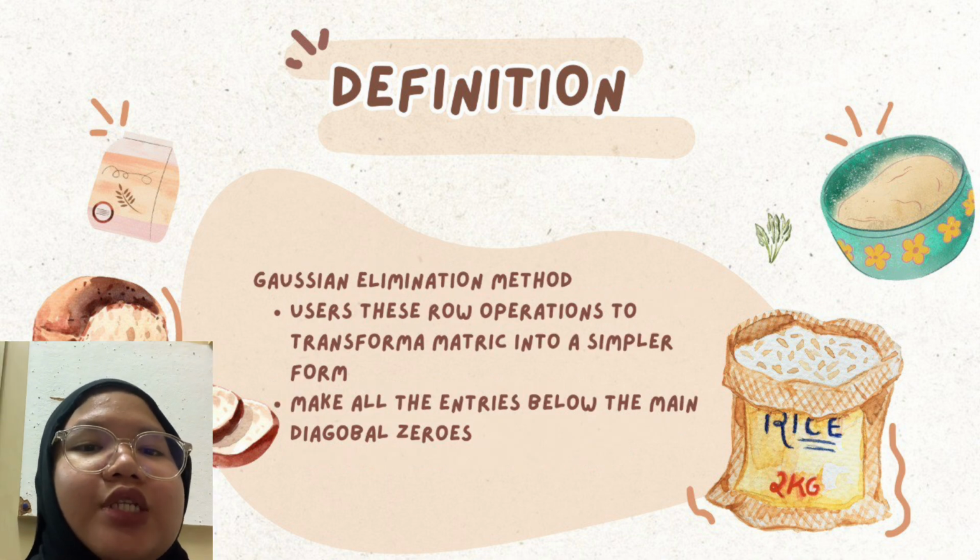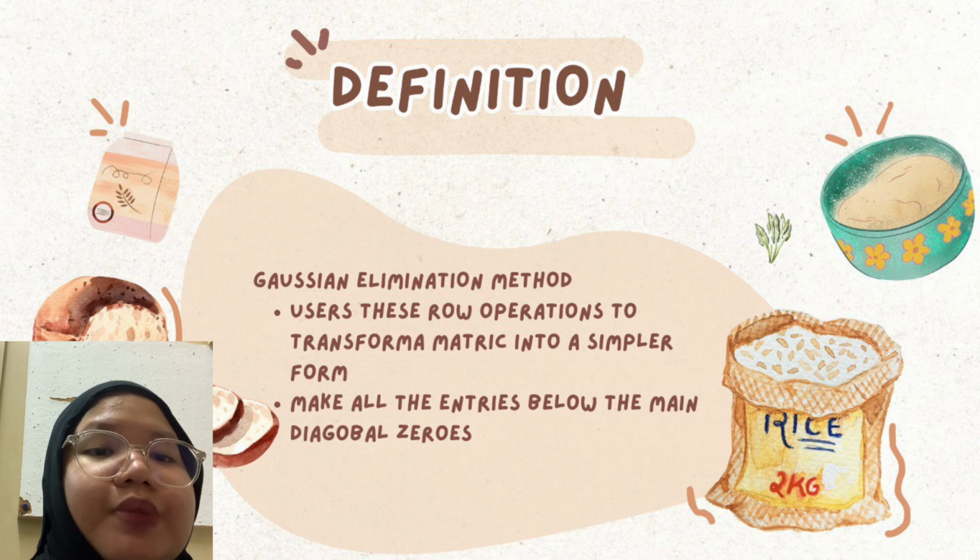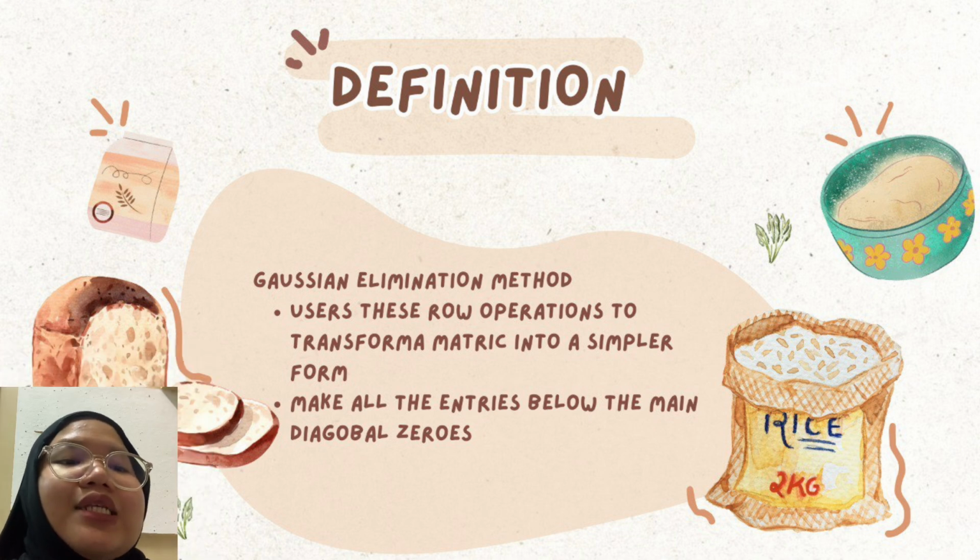Gaussian elimination uses these row operations to transform a matrix into a simpler form. The goal is to make all entries below the main diagonal zeros and then make each leading one have zeros in its column. This makes it easy to solve the equations and understand the matrix structure.